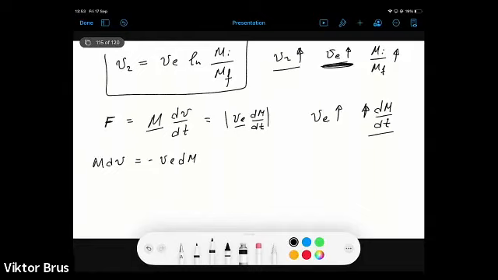Okay, this is everything I wanted to tell you for today. And with this, we finish the discussion of this concept of conservation of linear momentum, and we'll proceed further with our course next week.